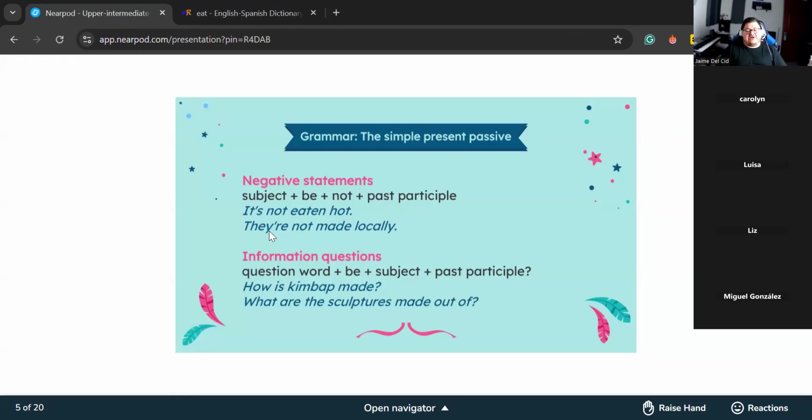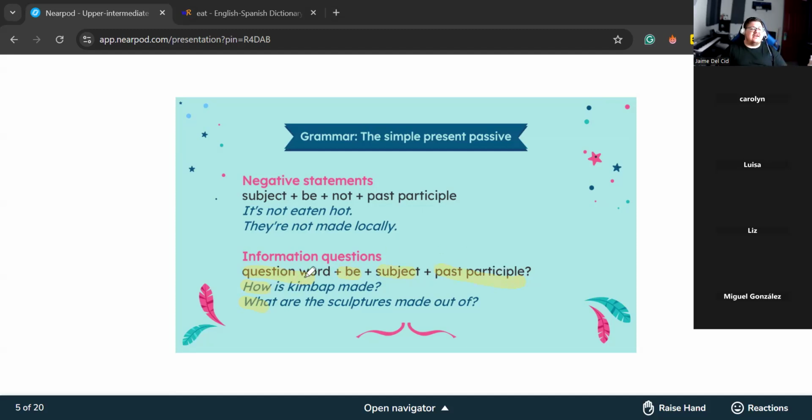What about questions? You can ask questions with present passive as well. Questions. These are the information questions. Remember that the information questions are those that are starting with how, what, when, where, etc. So if it starts with a WH word, it's an information question. So you have a question word, you have the verb be that has to be simple present, you have your subject and the past participle of the verb. Just notice how the order of the words is different in questions only.